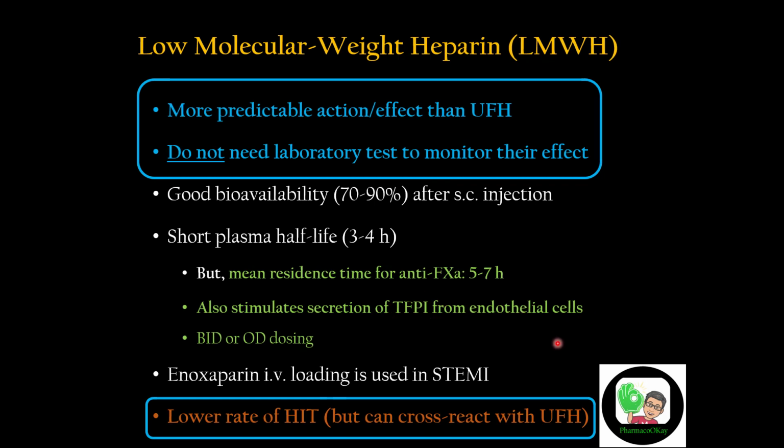It also has an additional mechanism that stimulates the secretion of tissue factor pathway inhibitors and endogenous anticoagulation process from the endothelial cells. So these mechanisms contribute to a long duration of action, leading to a twice daily dose and or once daily dosing. Sometimes the low molecular weight heparin, such as enoxaparin, could be administered intravenously as a loading dose, particularly in the acute setting like ST segment elevation myocardial infarction, or STEMI.